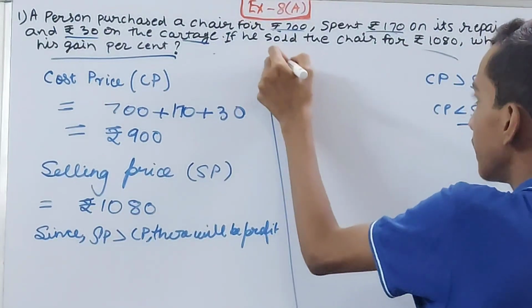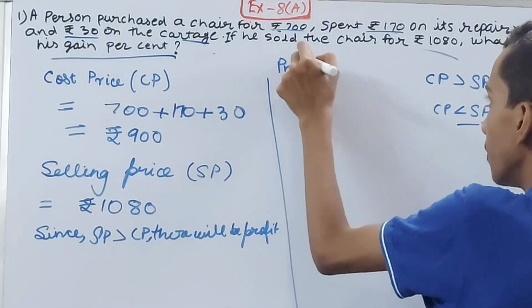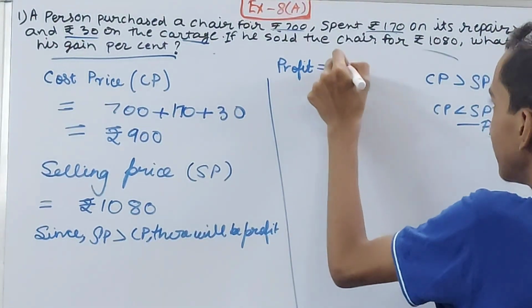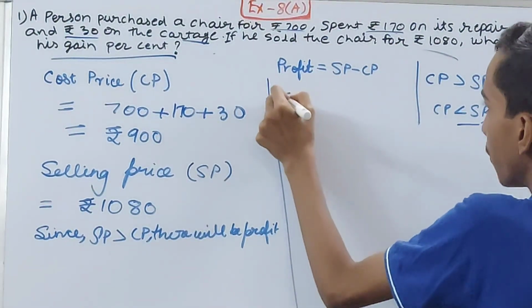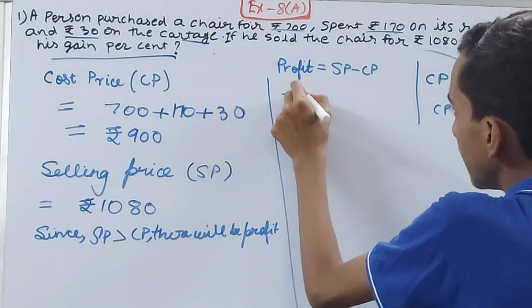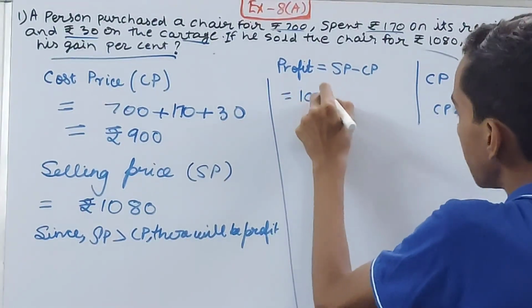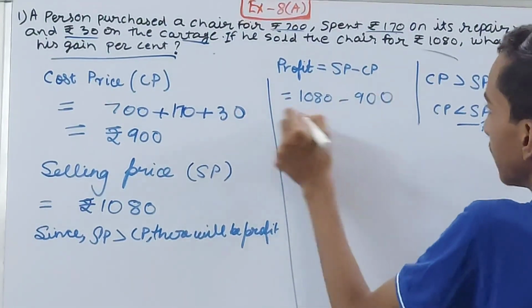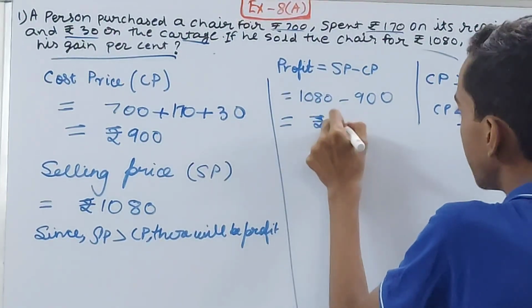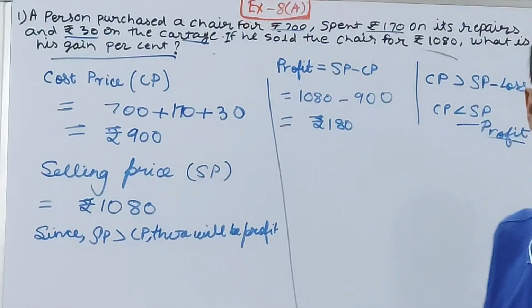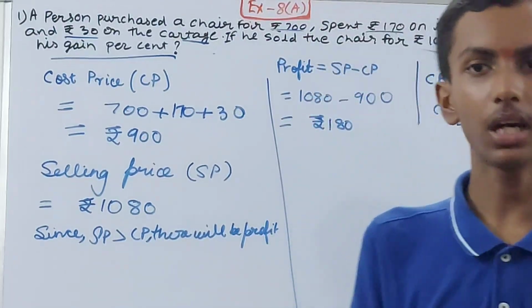So now calculate the profit. There is a formula for calculating profit, that is the selling price minus the cost price. Your profit will be equal to selling price, that is 1080, minus cost price, that is 900. That means the profit will be equal to rupees 180. There is a profit of rupees 180 in selling the article.